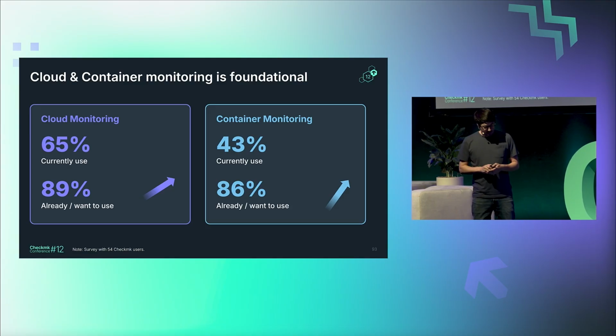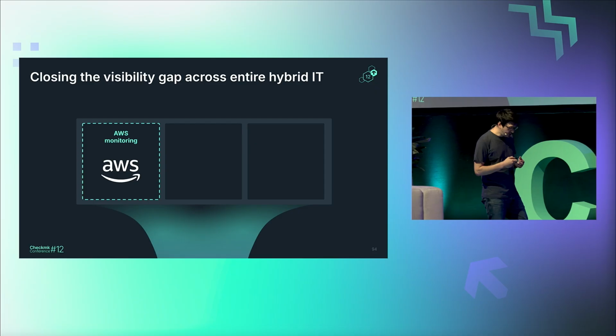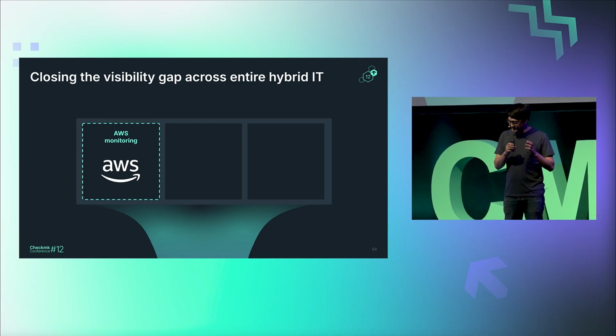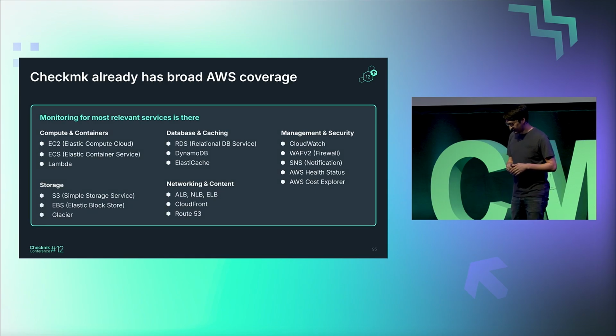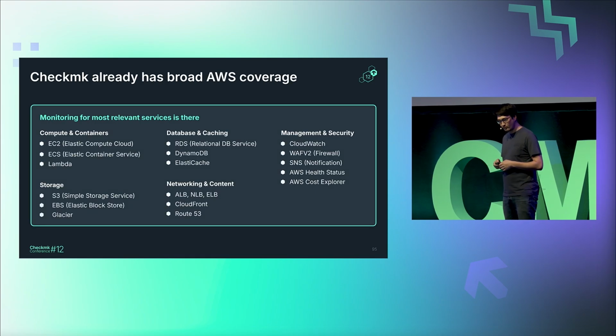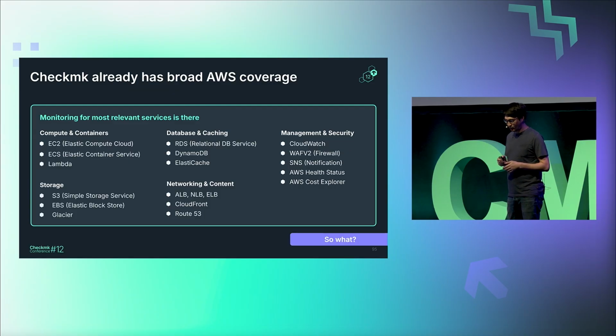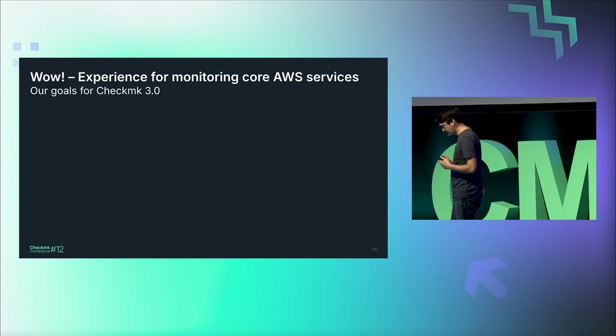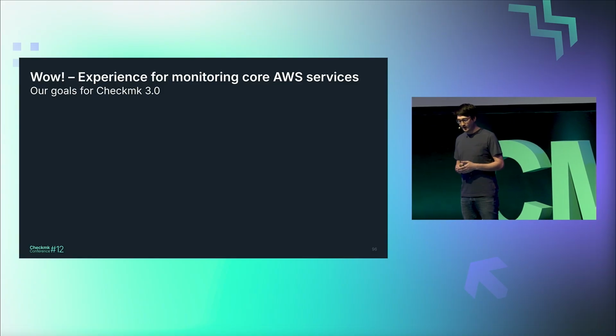Yeah? And so we want to further close the visibility gap which we have, and we'll start with improving our AWS monitoring. And for that, we have a lot of coverage already, so you might wonder, why do you need to do that? And the answer is what you saw yesterday in the Azure talk. Because we want to bring the same experience, maybe even better, for AWS monitoring.